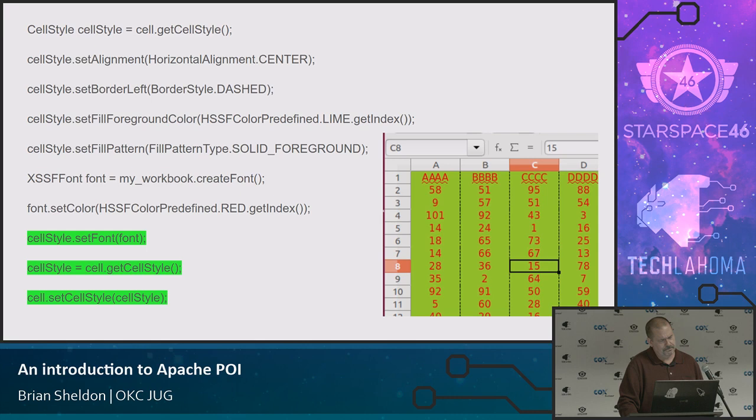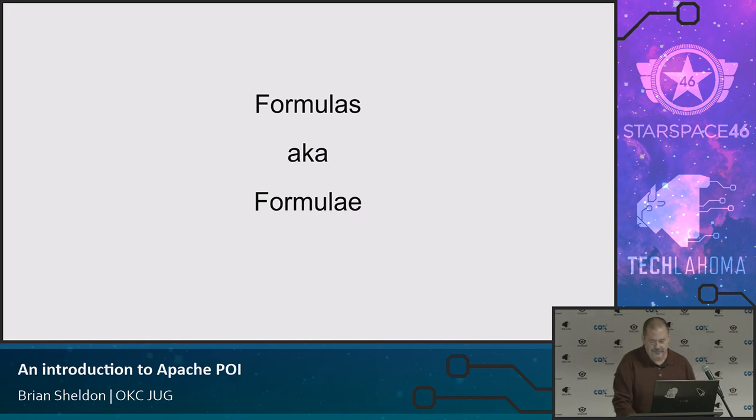Okay. I'm not sure what that next to the last line, cell style equals cell.get cell style, is for. I don't know what that's for. I think I should probably delete that. All right, so that's enough about styles.